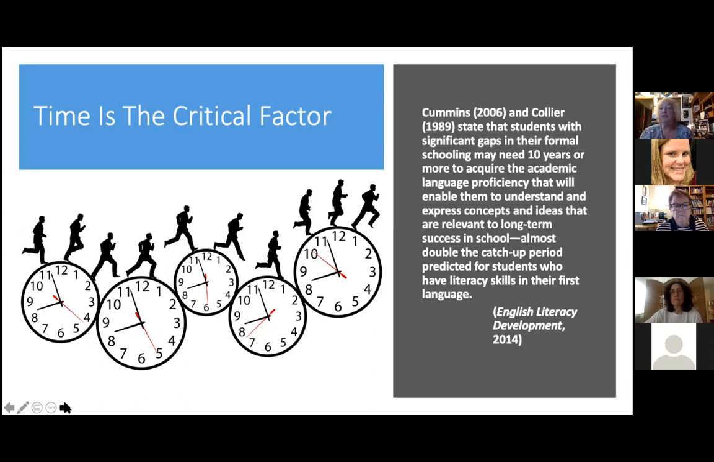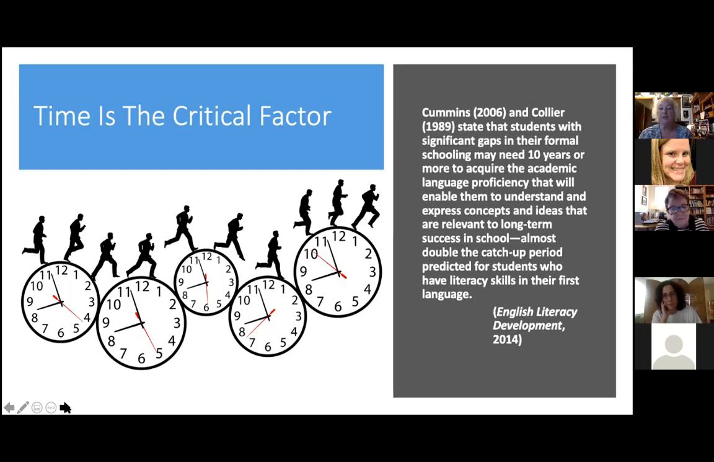We also know that time is the critical factor for these children. Cummins and Collier both did studies on how long it takes a child to learn English. They said that students with significant gaps in their formal schooling may need 10 years or more to develop this proficiency. So that's almost double what we usually think of as the 4 to 7. The average would be like 5 to 6. Now we're saying it's 10 years for these students.